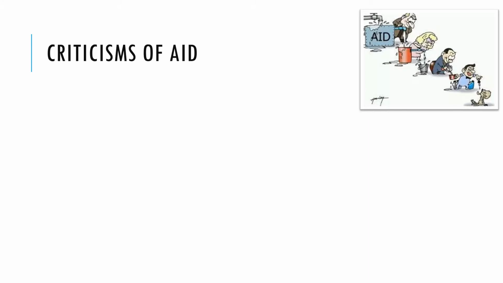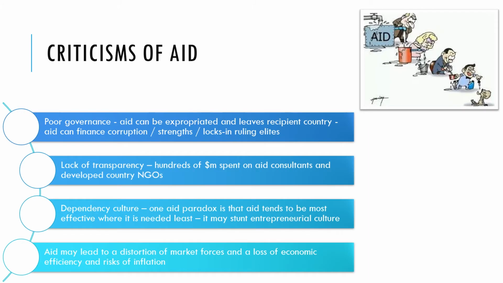Having said that, there are a lot of criticisms of aid. One of them is to do with poor governance. Aid can be expropriated and leave the recipient country. So we often see that aid is well intentioned, but then it goes through a lot of these organizations who all take some of the finance before it really reaches those who actually need it. There's maybe again a lack of transparency. Where does this money really go when it goes through aid consultants and non-governmental organizations?